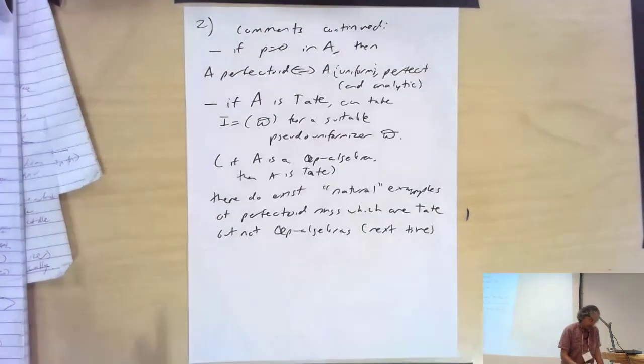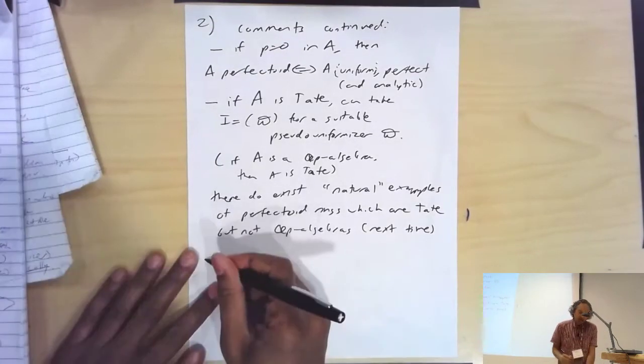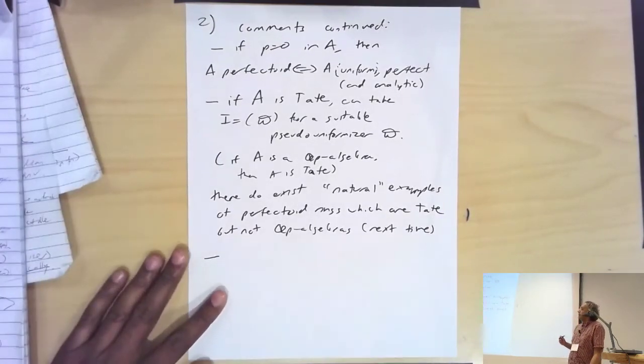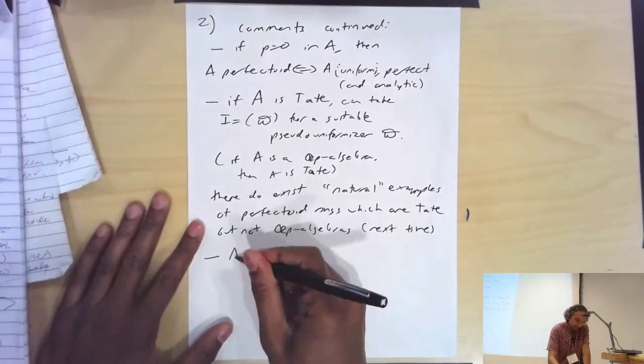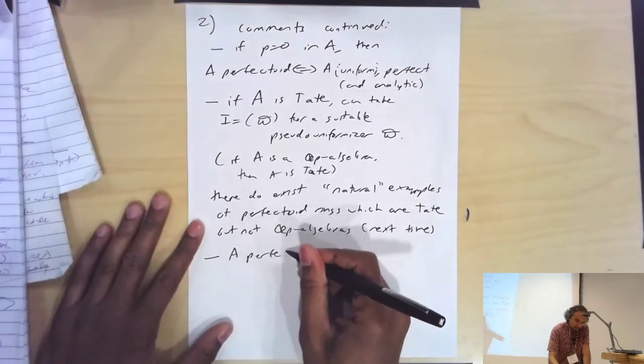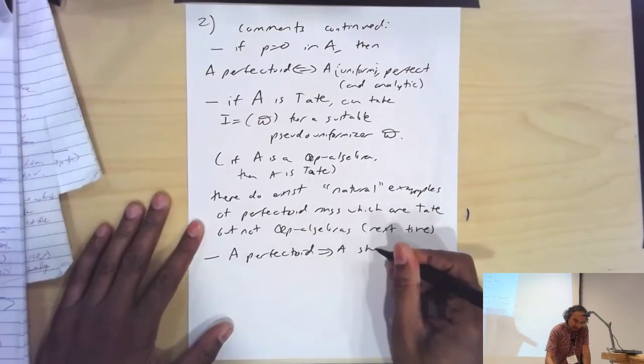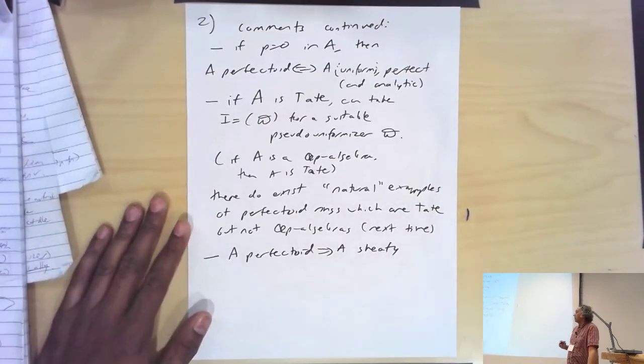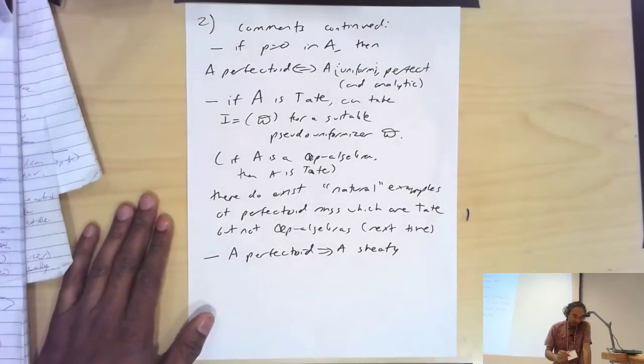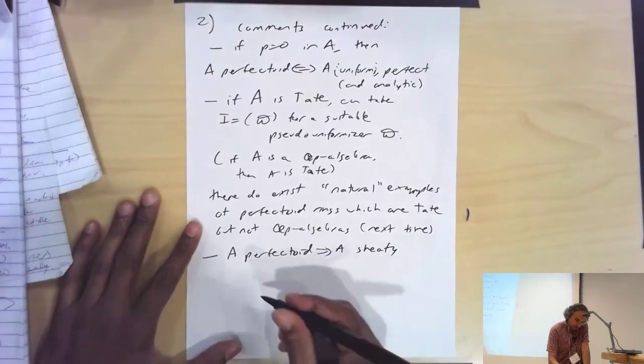Actually, before I do that, maybe I should mention another comment. So we'll see later that A being perfectoid implies that A is sheafy. That's not at all immediately obvious, but it will turn out to be true.